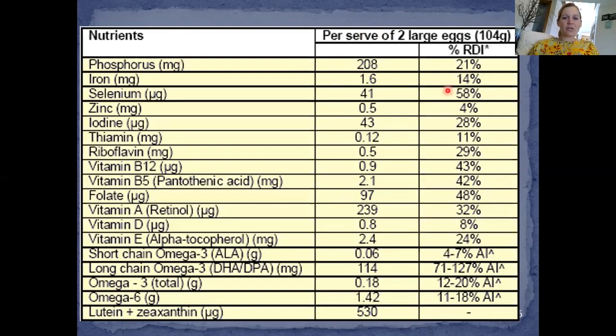Look at all the different vitamins and minerals provided in 2 servings of eggs. Super cheap in regards to getting a good protein source, but also pretty high in a variety of different vitamins and minerals. So that's a nice cheap option for you if you're looking for some kind of nutrient dense foods.